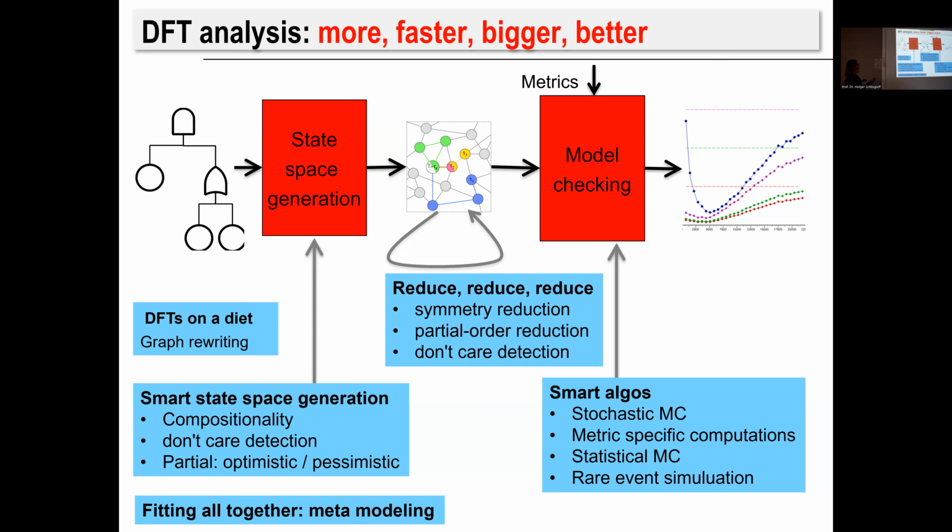Okay, and this is also a nice technique, graph rewriting. What we've done here is to rewrite the fault tree before you generate any states. So if you manage to massage this fault tree such that it spits out fewer states, that can help a lot. For instance, if you have two AND gates on top of each other, you can combine those and have fewer states.